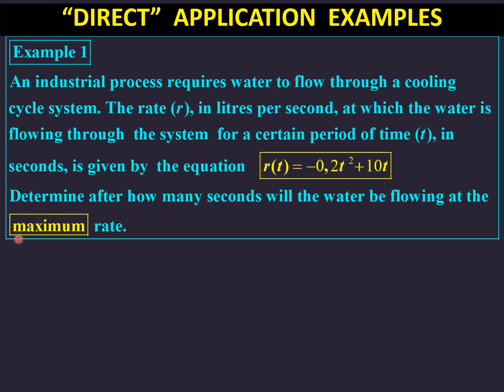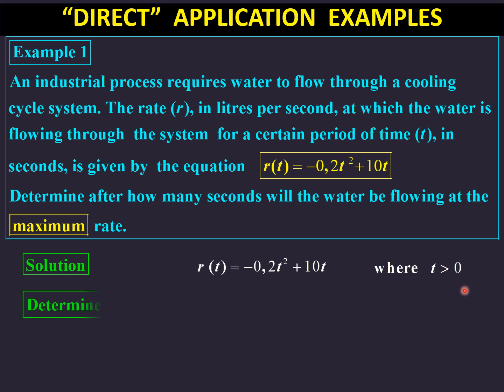So maximum, this is what we want to do. We want to determine the maximum of what? The maximum rate. So what needs to be optimized? It's the rate that we want to optimize, right? So we'll take the objective function and we'll optimize that. So let's look at the solution of this problem here. First of all, that's the given objective function. And we know here that because it's time, and this is a real life problem, time will be greater than 0. So that is the constraint that we have there.